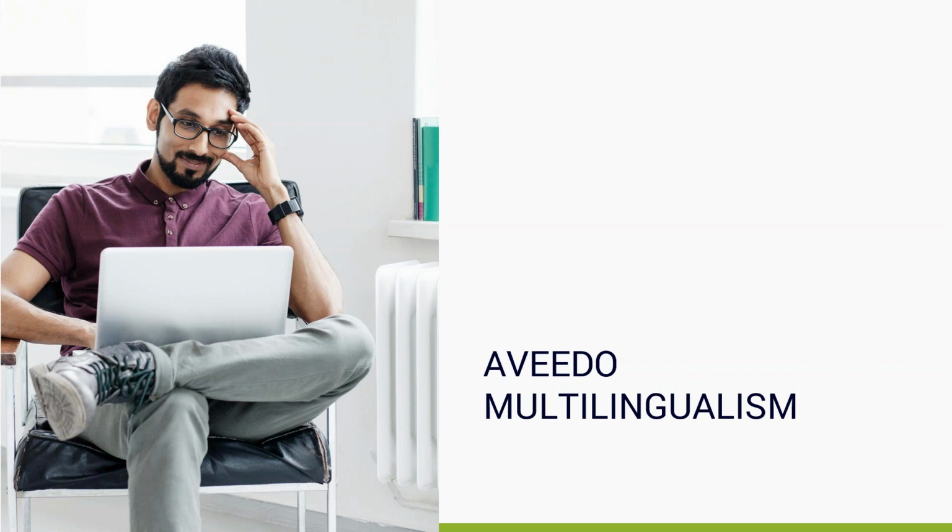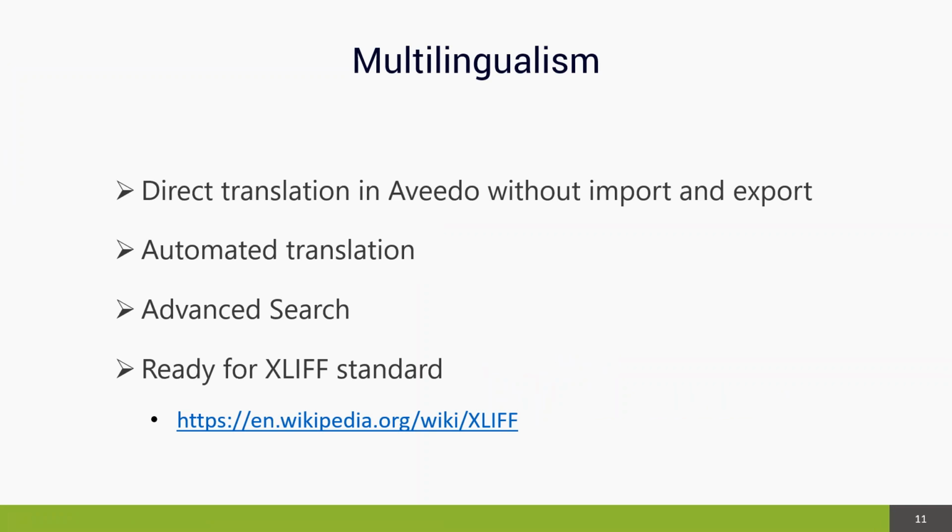With the new version, we have completely revised this functionality and taken it to a new level. What does it mean? Well, now we have a direct translation inside Aveedo without any import or export. And there's a feature which is automated translation, which is quite cool, and I will demonstrate it in a few seconds. There's also an advanced search to look for a specific sentence or word you want to translate in an application. So this is also very good.